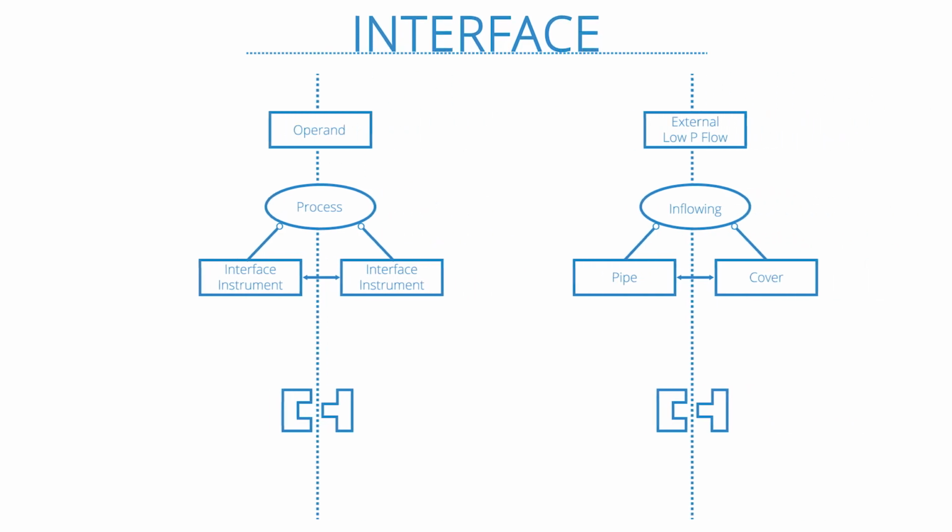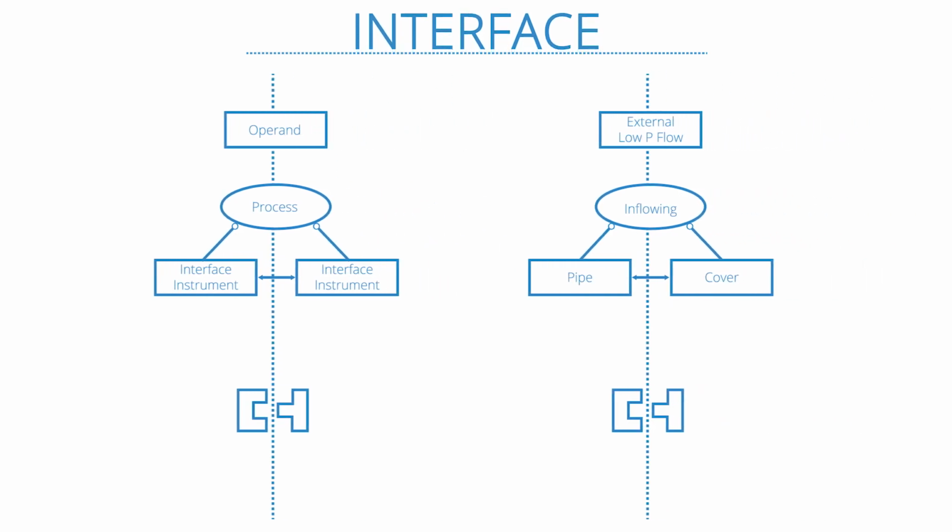And we see, interestingly, this interface has an aspect of a formal interface. There are elements of form to it, and the interface also has a functional aspect. So we'll introduce this little diagram of an interface, which not surprisingly has both form and function. It shares an operand and a process across the interface, and there's one piece of form on one side of the interface and one piece of form on the other side of the interface. So as an example, we have the internal low pressure flow, which is inflowing, facilitated by a pipe outside the system and by the cover inside the system.